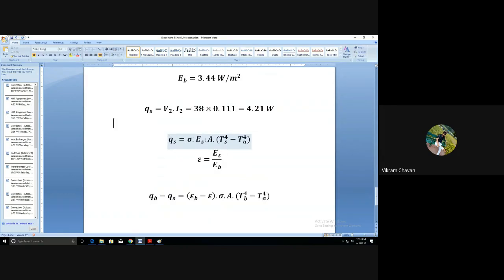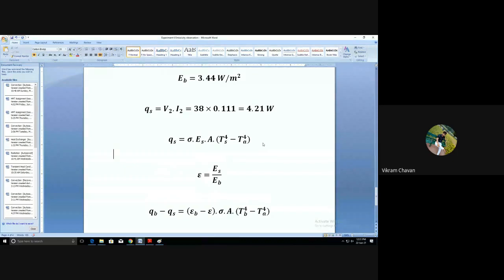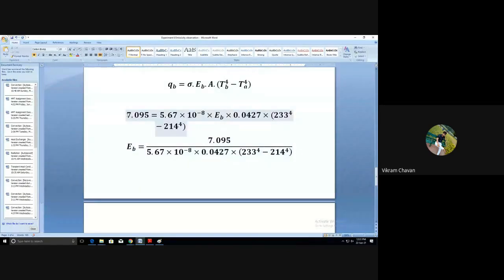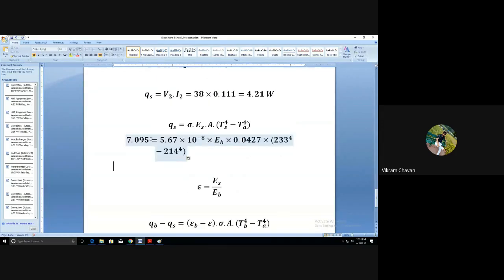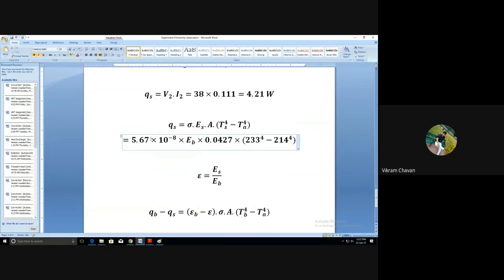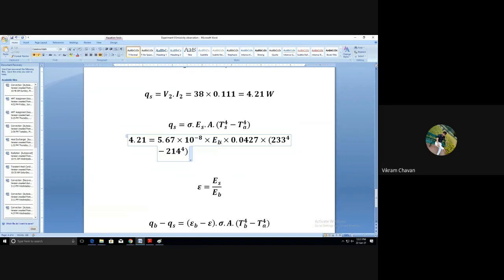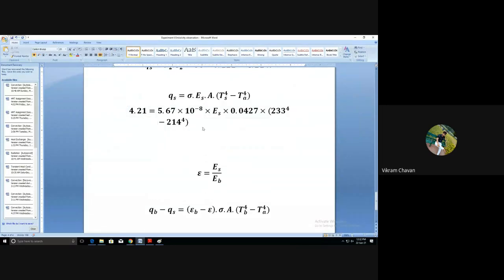Then put in the values. So Q suffix S is equal to sigma multiplied by E suffix S multiplied by area multiplied by (TS raised to 4 minus TA raised to 4). So put your values in this particular equation. 4.21 equals 5.67 into E suffix S, multiplied by 0.04, the area stays the same. Now once again 233 raised to 4 and minus 214 only, because TS and TB are the same. So do the calculation and determine E suffix S.